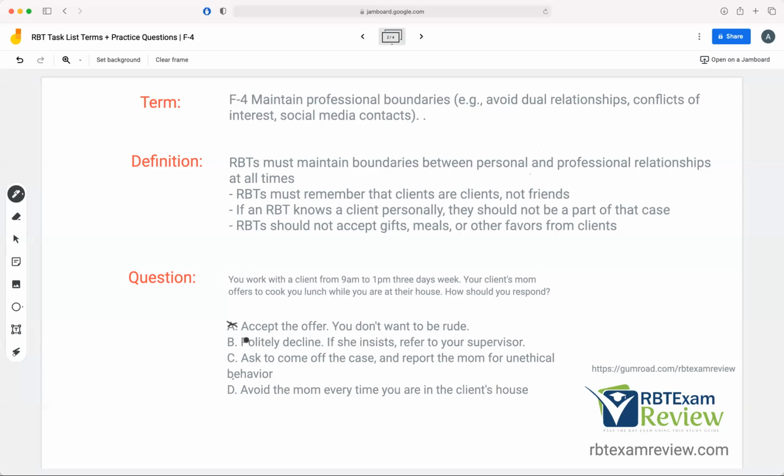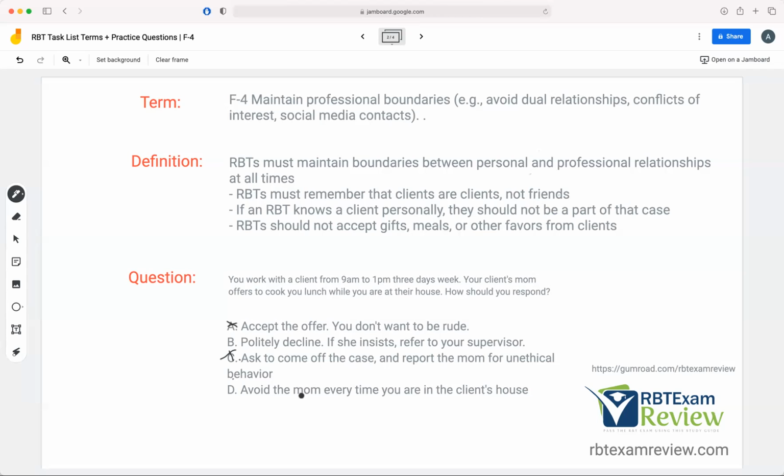Okay. So B looks like our best answer, but we always read all of the answer choices. C, ask to come off the case and report the mom for unethical behavior. No, that's too strong, right? We don't want ethics answers that are too strong. Way too harsh, way too dramatic. C is not it.